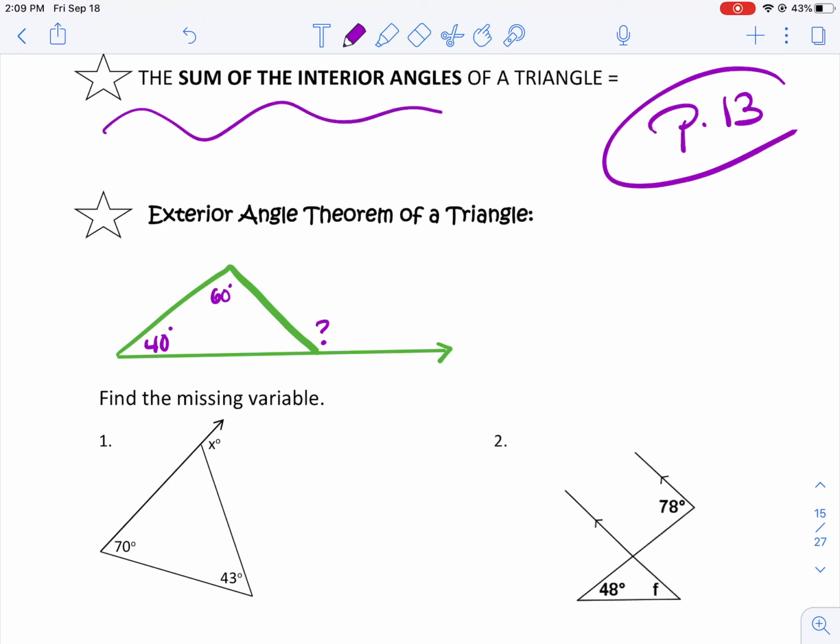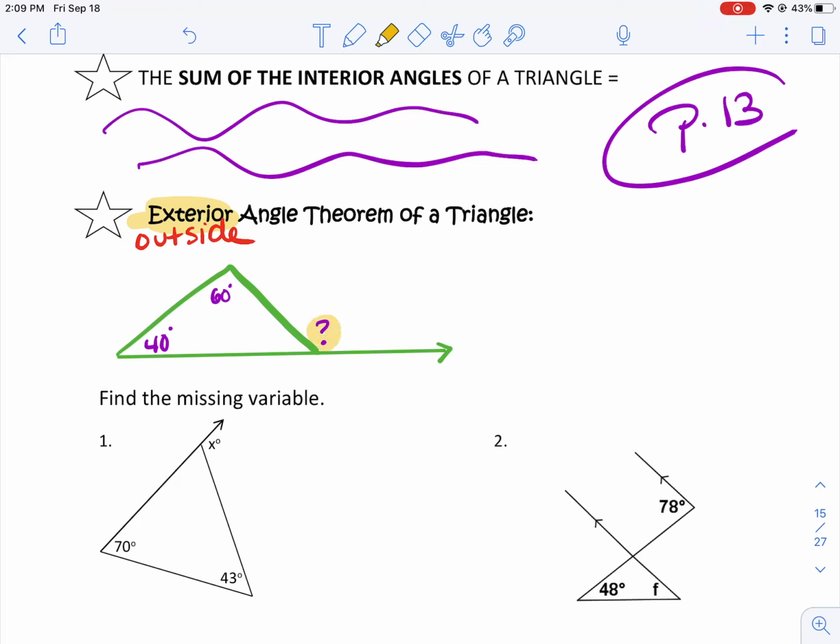You should already have some of this filled in ahead, but I want to talk today about the exterior angle theorem. So exterior means that something is on the outside. If we look at our example here, I just drew this little picture. You can draw along with me.